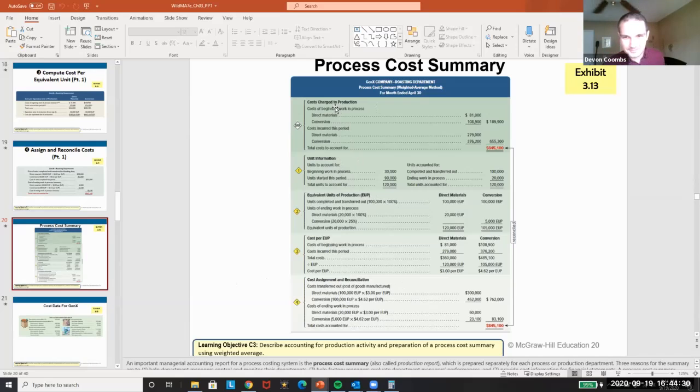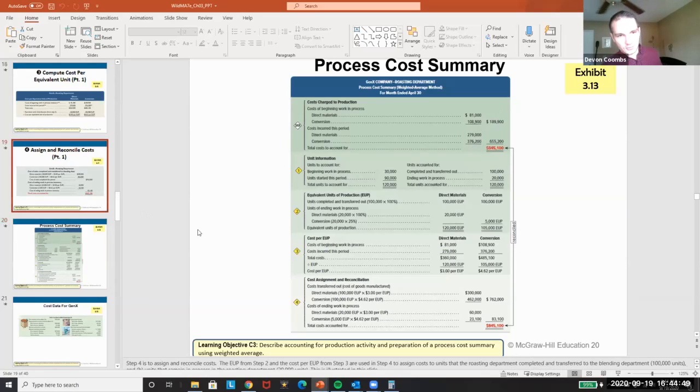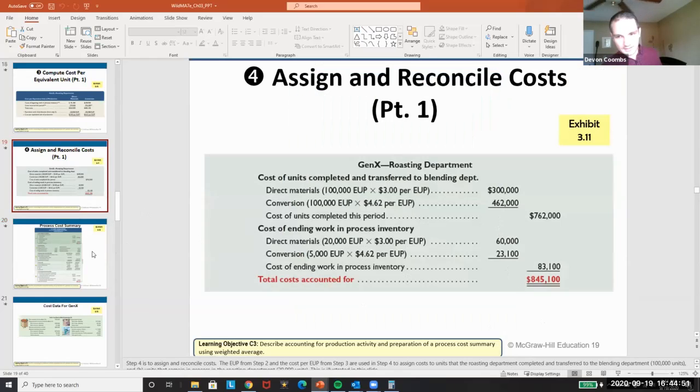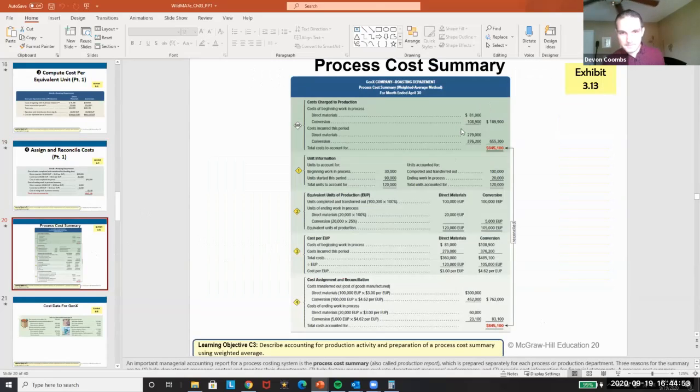Cost of production. So you can see here the total cost to be accounted for and the total cost accounted for are both tied here. And then we went through, this is all of the costs we assumed, right? Cost to charge to production. So we know we spent 81,000 on direct materials. We know we spent 279. That will equal the total 360,000 of direct material costs, right?